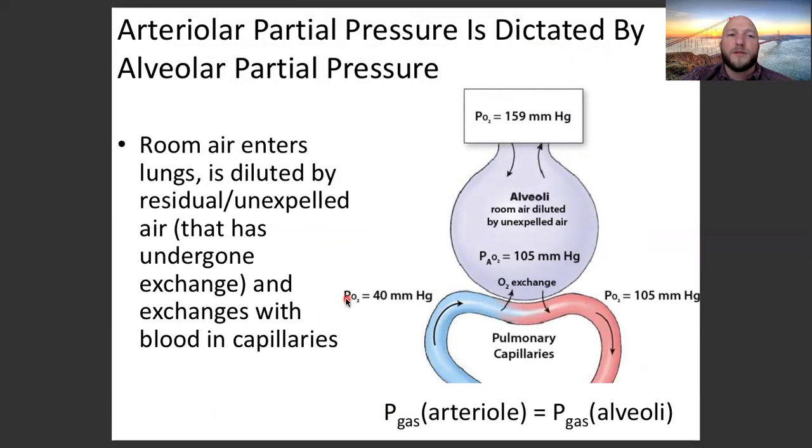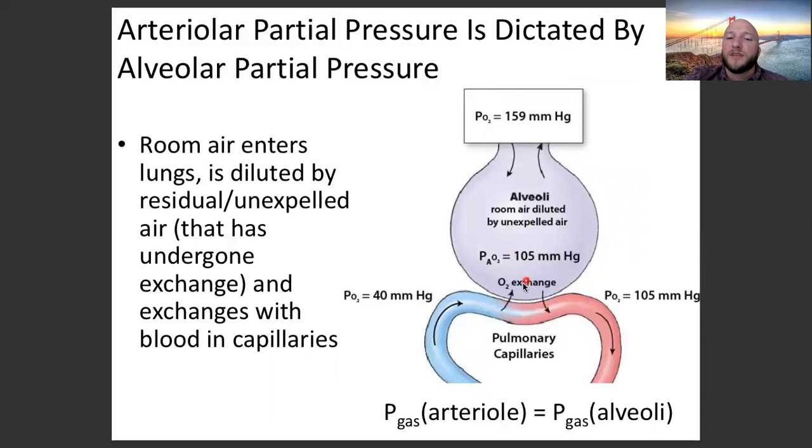All right, so arteriolar partial pressure is dictated by alveolar partial pressure. So we talked about how at sea level, we calculated this actually, the partial pressure of O2 in the atmosphere is about 159 millimeters of mercury. We breathe in that atmospheric air and it mixes with some residual oxygen depleted air that we have in our lungs, and it drops down the partial pressure of oxygen to around 105 millimeters of mercury in our alveoli.